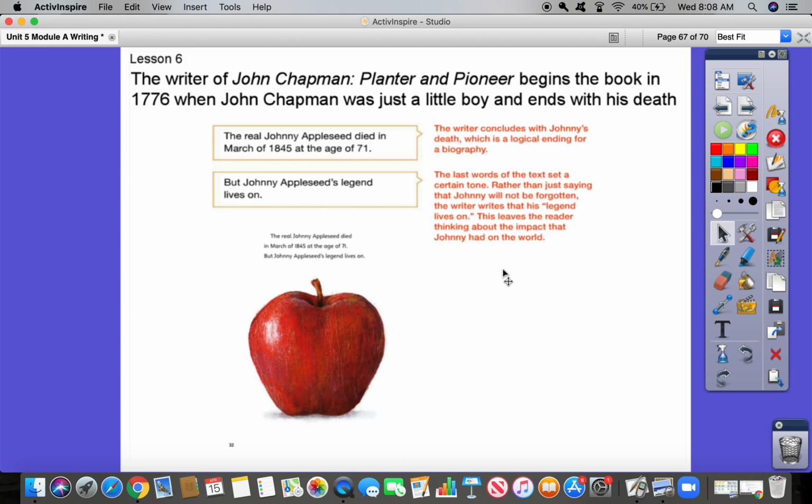So the last words of the text set a certain tone. Rather than just saying that Johnny will not be forgotten, the writer writes that his legend lives on. This leaves the reader thinking about the impact that Johnny had on the world.